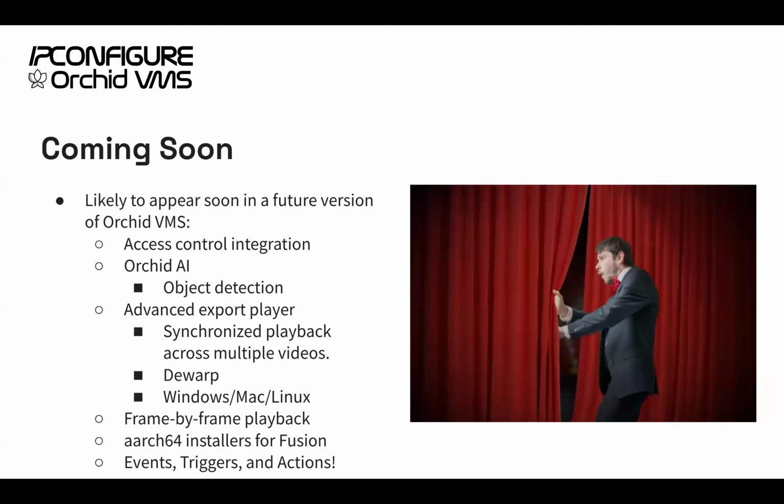So this is going to be a feature that's available within the Orchid Smart Search interface, except when you draw a box inside Smart Search, instead of detecting just motion, we'll be able to detect from a number of different objects, things like vehicles, people, particular items of clothing, that sort of thing. So really just the start of where we're headed with Orchid AI.